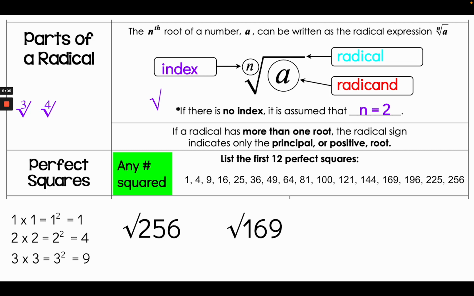Okay, let's go to the next one. It's the square root of 169. Again, in your calculator, you're going to press square root 169, and you should get 13.